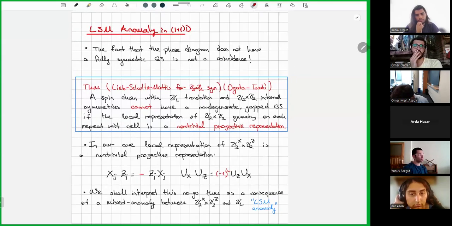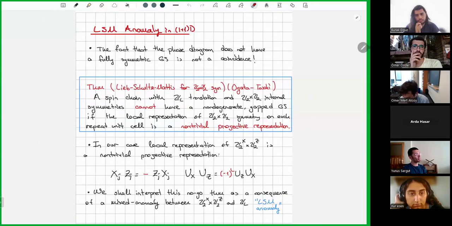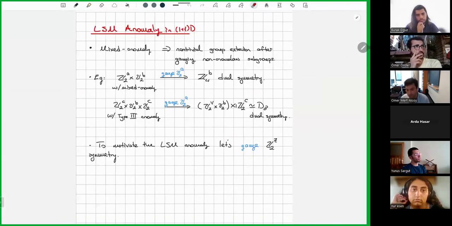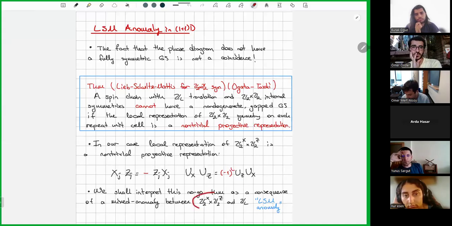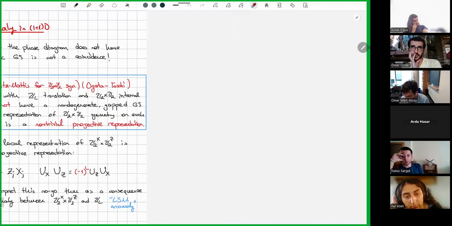Okay. So that's what I mean by LSM anomaly in 1+1D, but I'll do a little bit more for this LSM anomaly. Now, mixed anomaly is understood well for internal symmetries. But now we have a mixed anomaly between some internal symmetry and translation symmetry. So I just want to test if it really feels like a mixed anomaly or not.